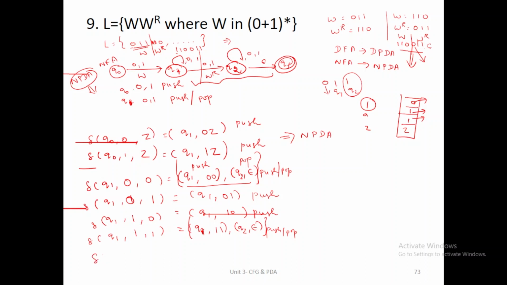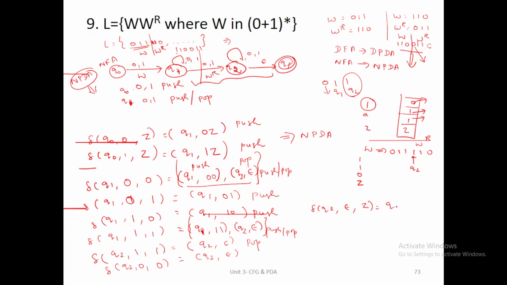Okay, then for the string W with 0, 1, 1: Z, 0 is pushed, 1 is pushed, another 1 is pushed, followed by WR, which contains 110. Now you are in the Q2 state. Q2 with 1 means the topmost value should also be 1. Otherwise, Q2 reading 0 means the topmost value should also contain 0. Then it stays in the same state with the pop operation. That's all. Then if Q2 reads epsilon and the stack contains only Z, it will automatically go to the accept state. This is the way we can write NPDA notations. Okay, thank you.